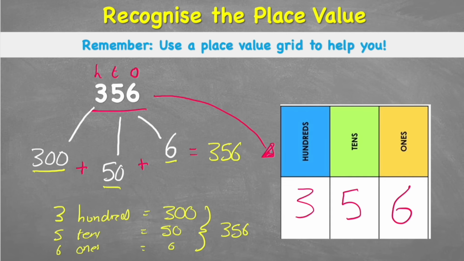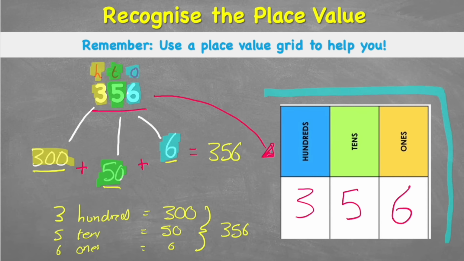So the really important thing to learn today is that even though this looks like a 5, it's not just a 5 because it's in the tens column. It actually has the value of a 50. And that this 3 in the hundreds column isn't just a 3 because it's in the hundreds column. It actually has a value of 300. And because our 6 is in the ones column, it has a value of only ones. So 6 ones is just 6.